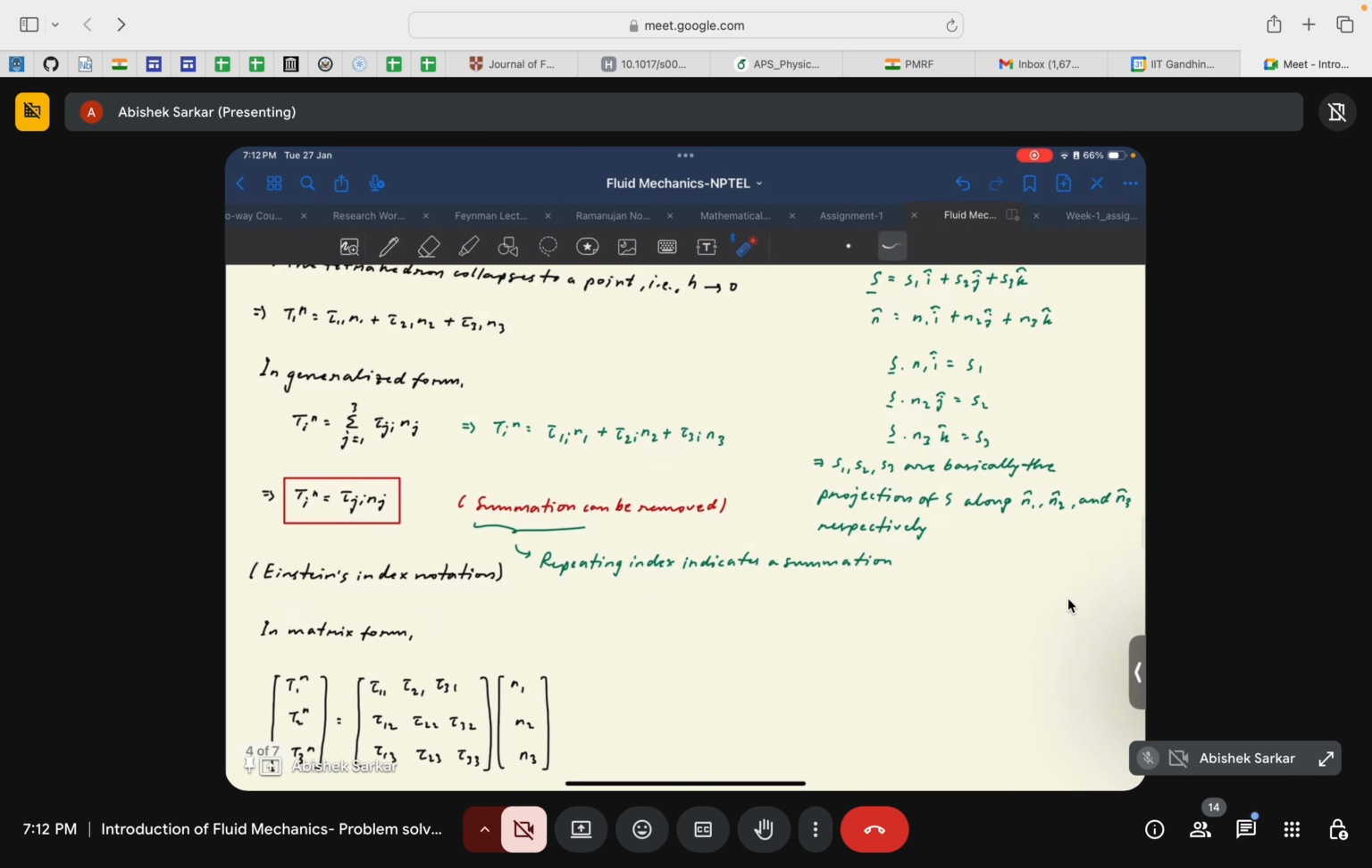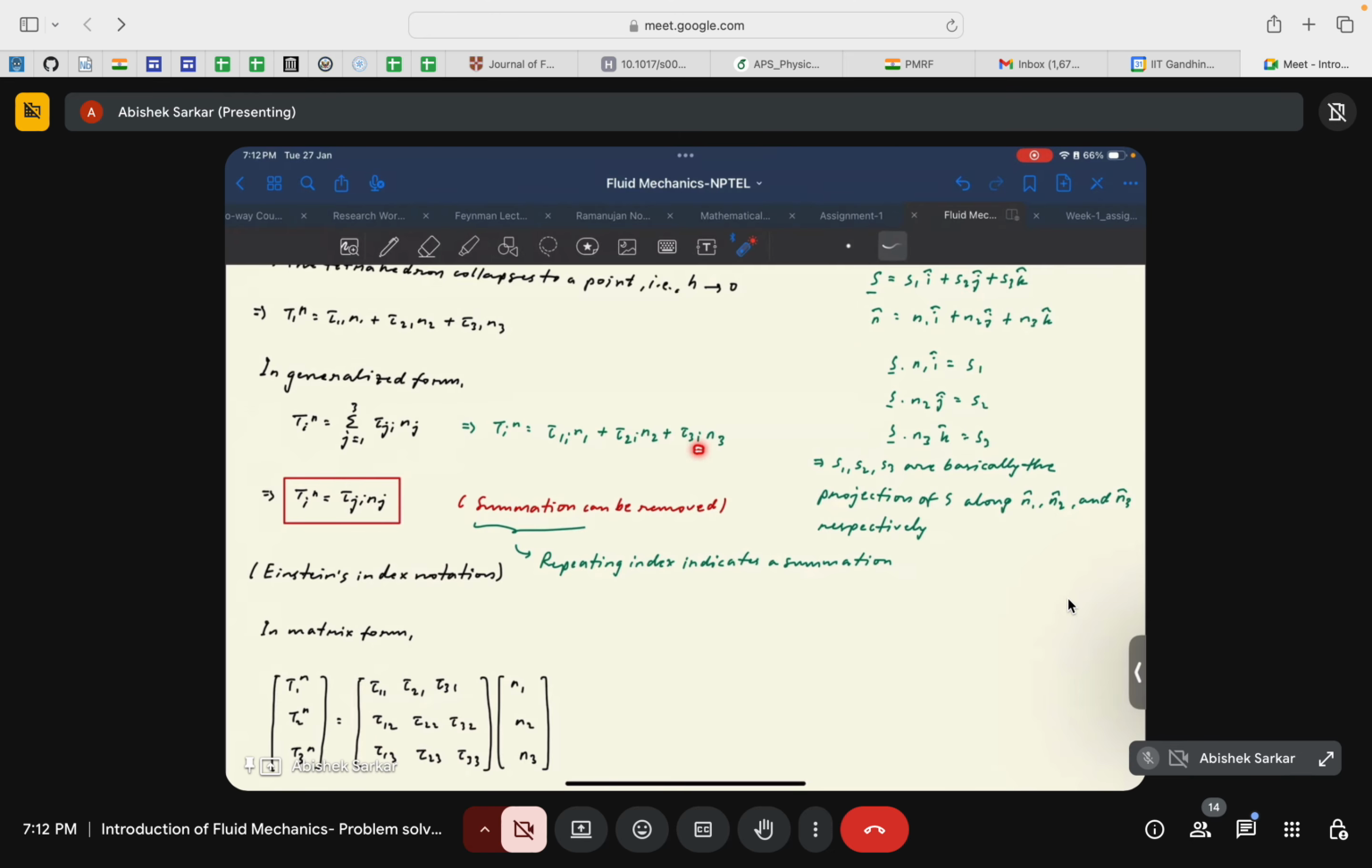So if we replace this 1 by an independent index such as i, we can write this as something like Tin is equal to T1i n1 plus T2i n2 plus T3i n3.